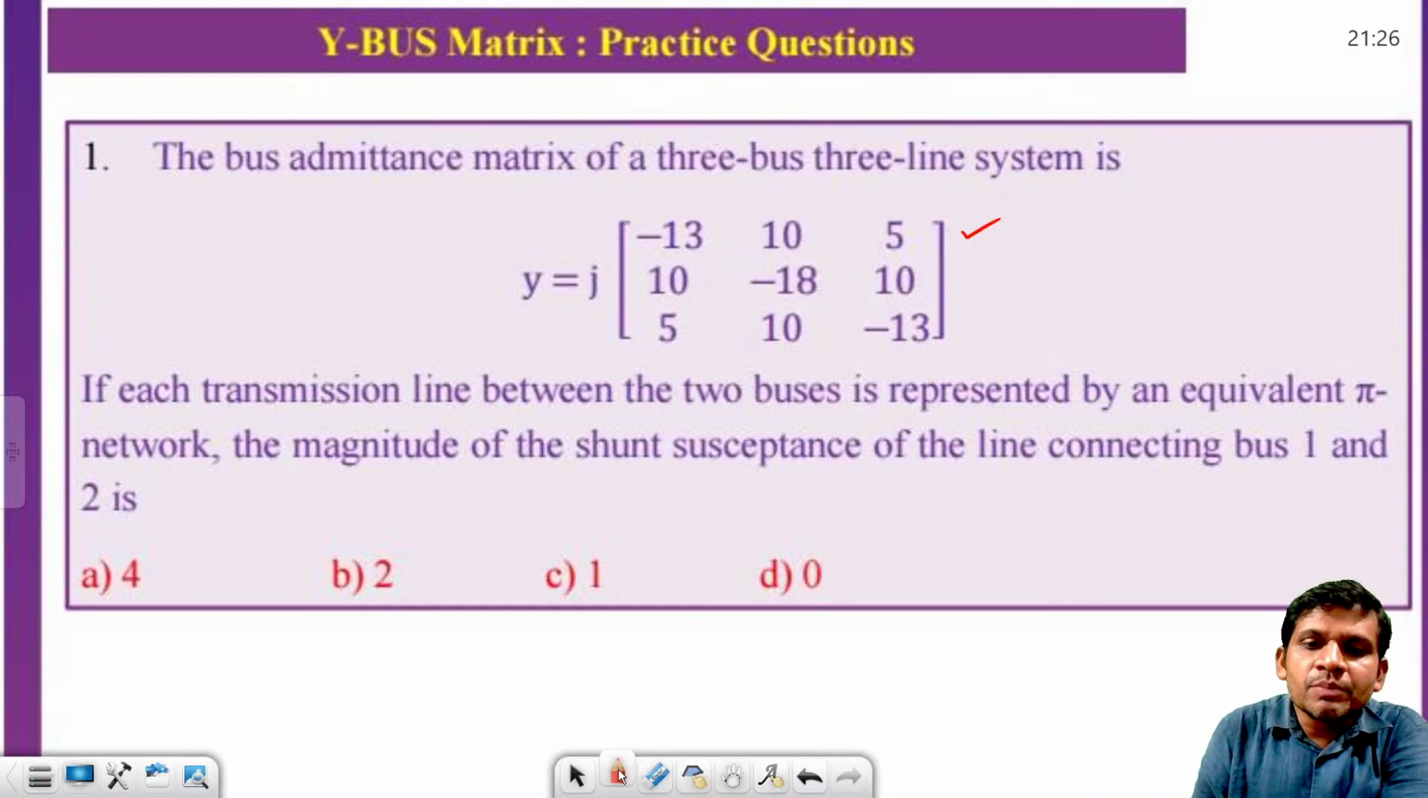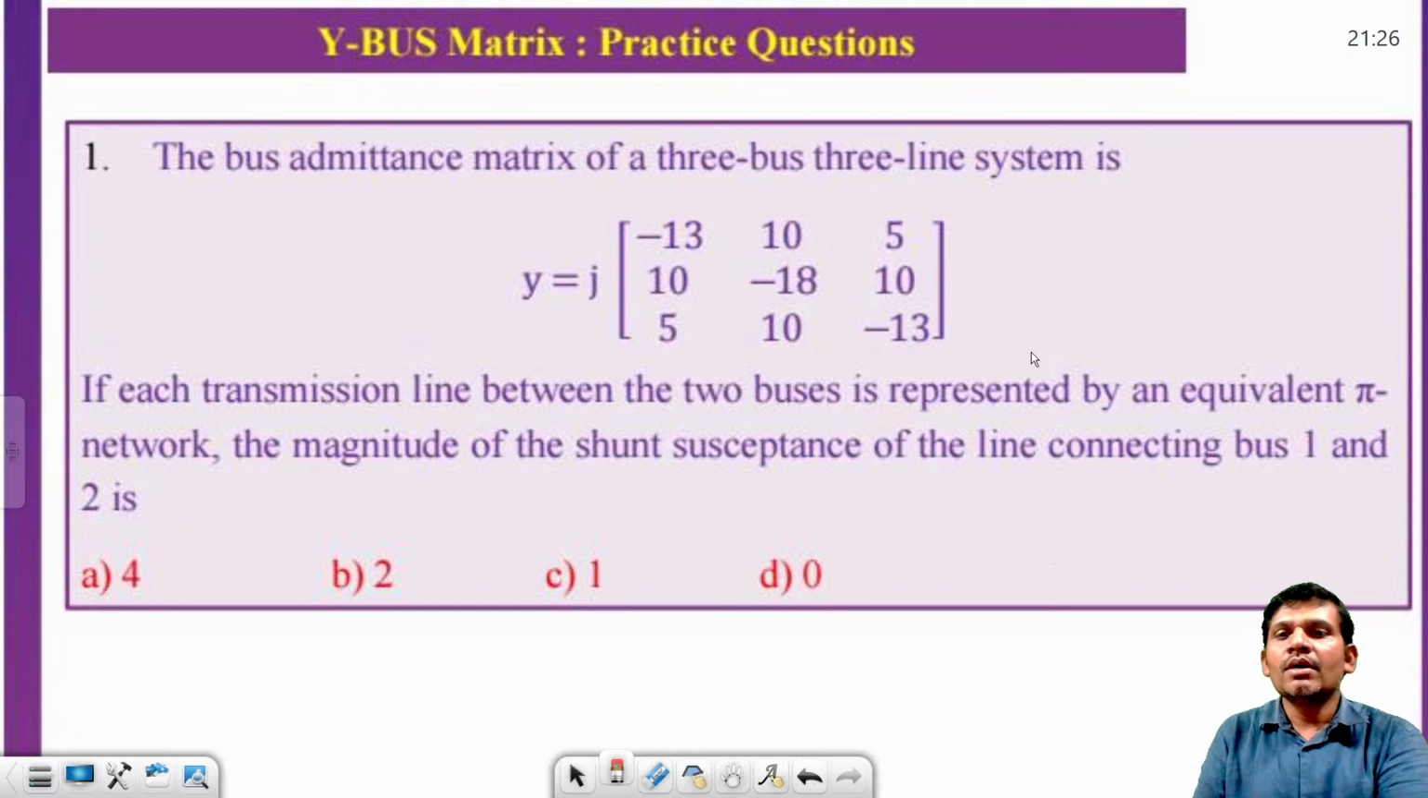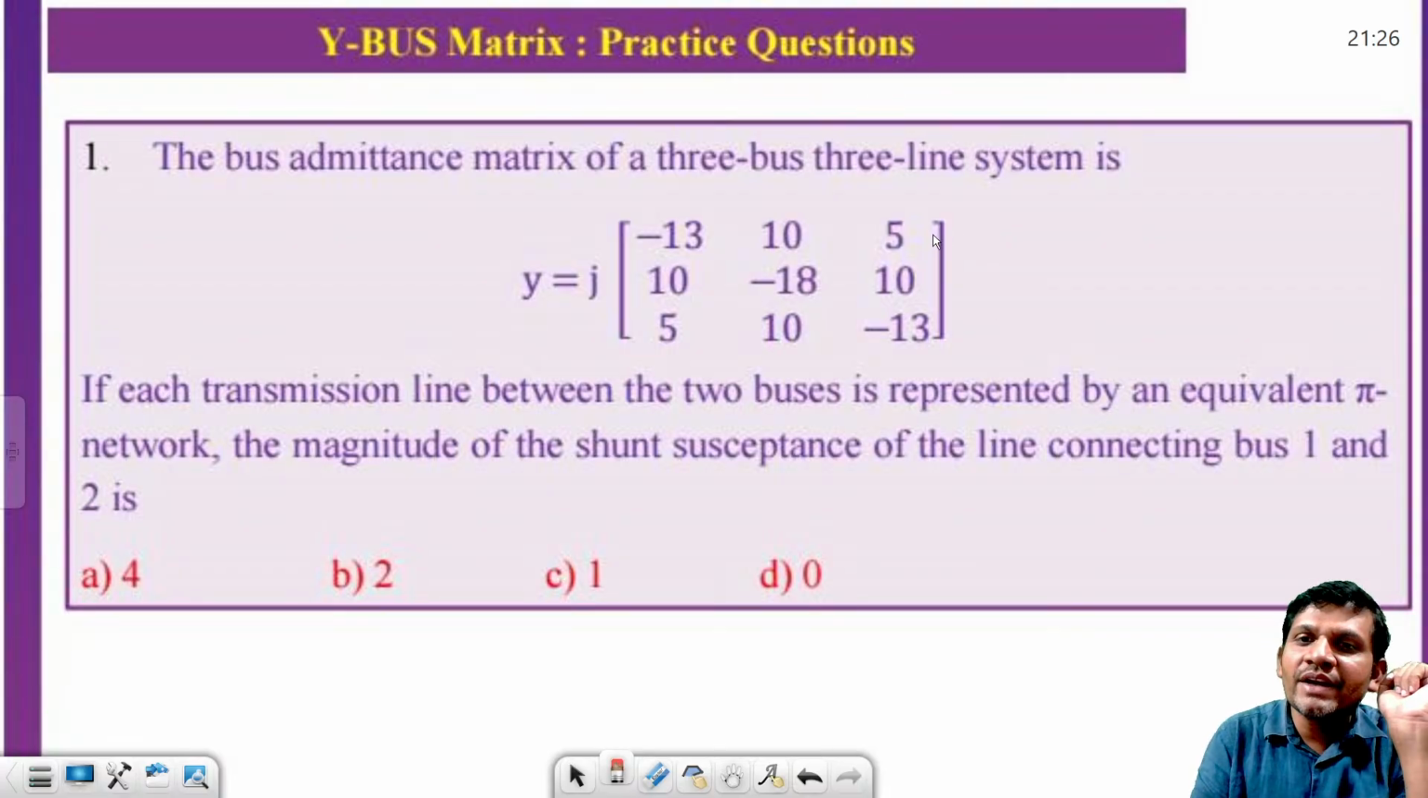One observation here, remember this. In admittance matrices, when a particular bus is connected with a shunt element or not, how to identify? This is a 3 bus system, a 3 by 3 matrix. If that bus is connected with a shunt element or not, how to identify? Just find the sum of the row.